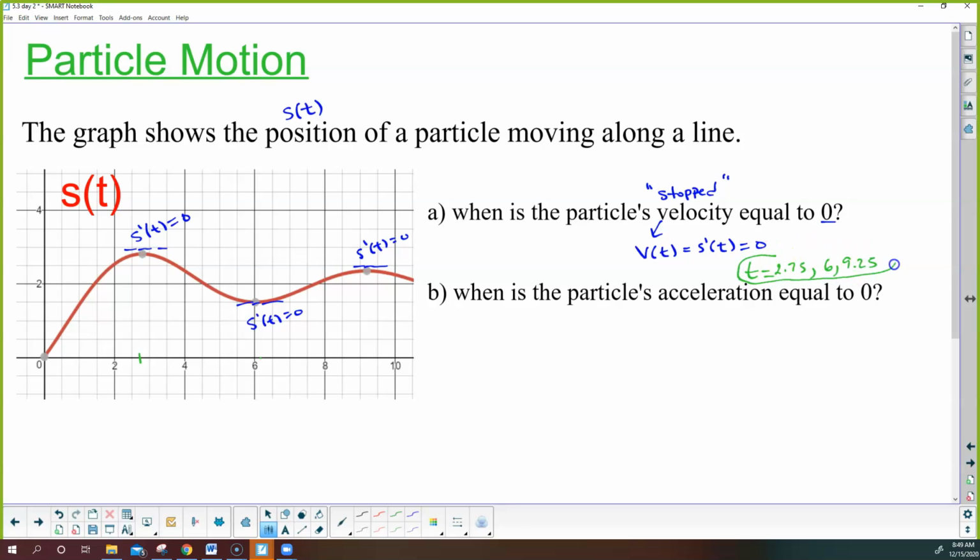Right? Now, if they ask me to justify, here's my justification. How do I know that velocity is equal to 0? It's whenever the derivative is equal to 0. So you should say that v of t is equal to the derivative of the function, because you always want to make a connection to what velocity is to the graph that's given. All right, now look at the next one.